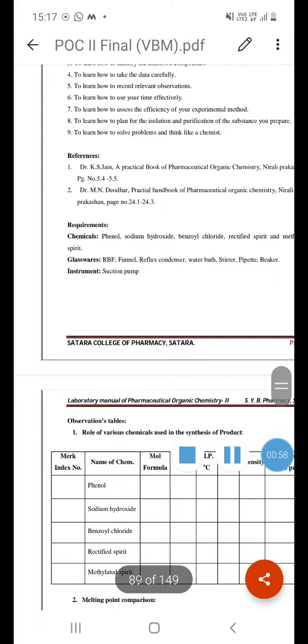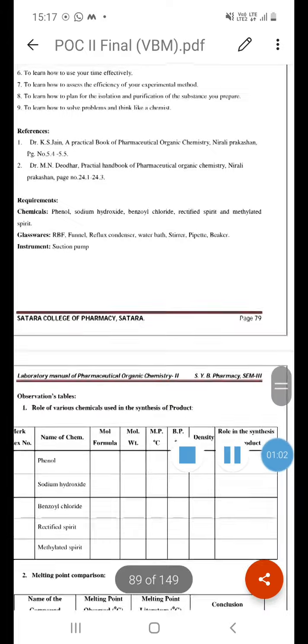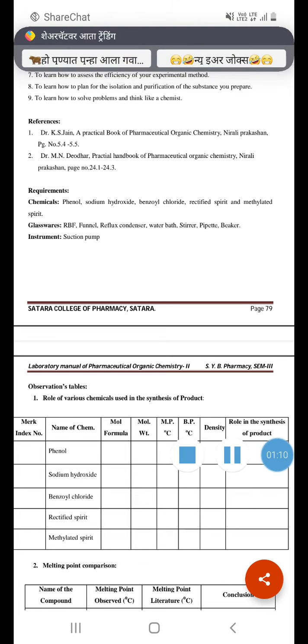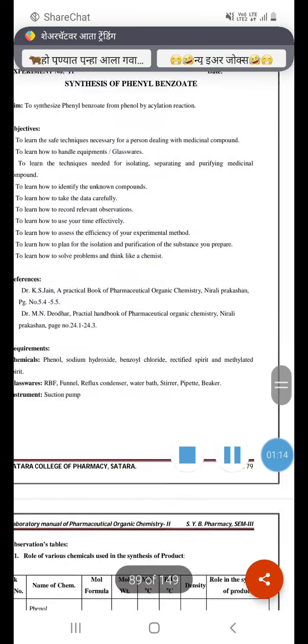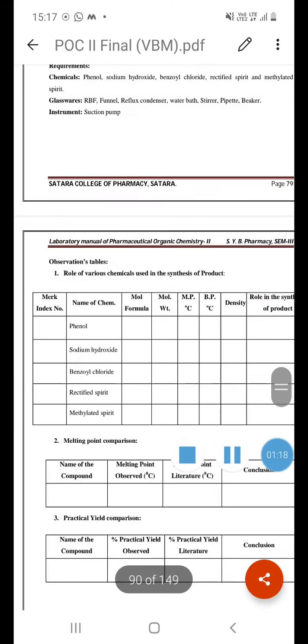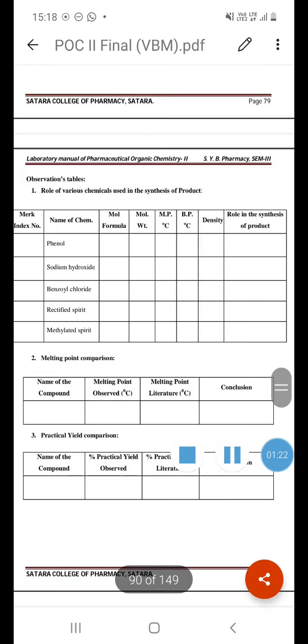Then next, requirements. Chemicals: phenol, sodium hydroxide, benzyl chloride, rectified spirit and methylated spirit. These 5 chemicals are used for this synthesis. Then this is the observation table.